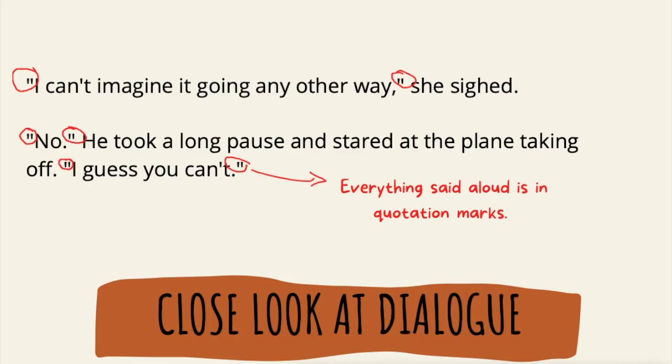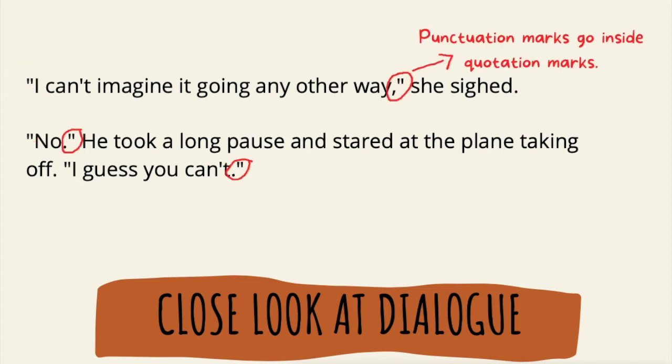Notice how this piece of dialogue has quotation marks to make it clear which parts were actually said out loud and which parts the narrator added. So especially in this second part, all that he said out loud was, "No, I guess you can't," right? Because that's the only part that's in quotation marks. In the middle there, that he took a long pause and stared at the plane taking off, he didn't say that part out loud. And I know that because of the quotation marks. So you have to make sure you put anything that you want to show was said out loud in those quotation marks.